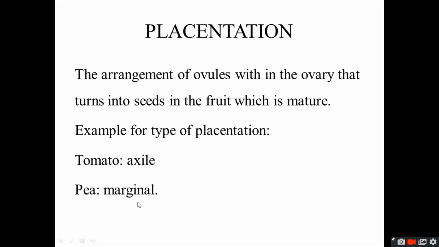In pea, the arrangement is of marginal type, as we had seen. So if you cut the tomato into two halves, you are able to see the seeds within tomato. That arrangement of ovules is known as axile. And in pea, when we peel the pea, we are able to see that the arrangement of seeds is in the form of margin. So this is all from this video.